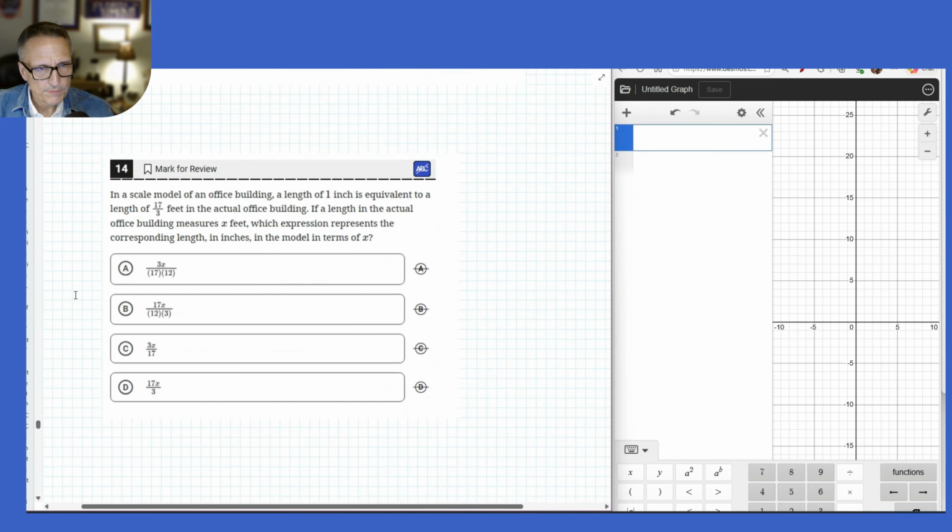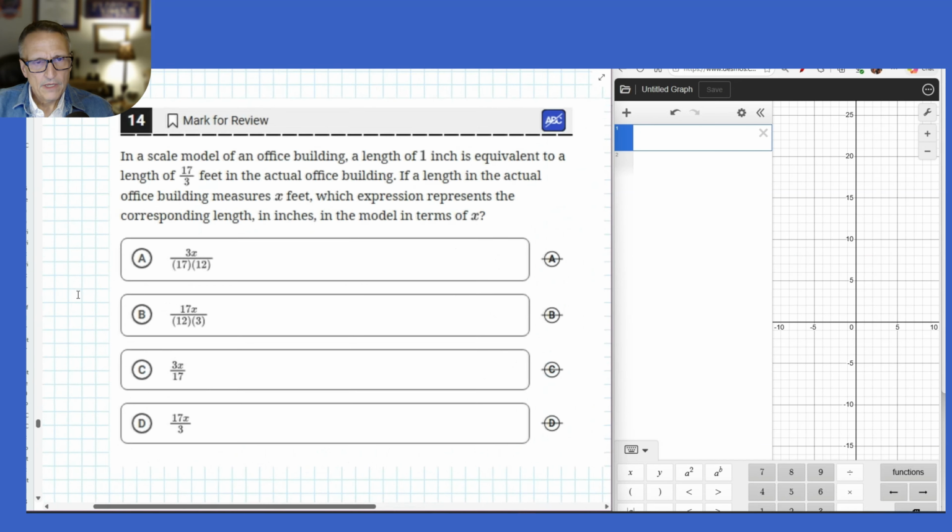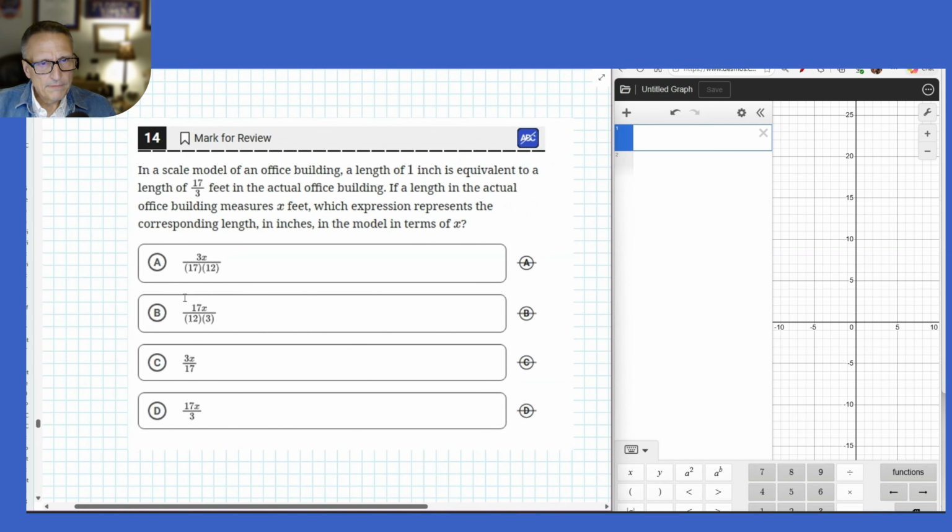All right, quite a few students missed number 14. It says in the scale model of an office building, a length of 1 inch is equivalent to a length of 17/3 feet in the actual office building. If a length in the actual office building measures x feet, which expression represents the corresponding length in inches in the model in terms of x? Well, this is a pure proportions problem. I have a scale that says 1 inch is equivalent to 17/3 of a foot.